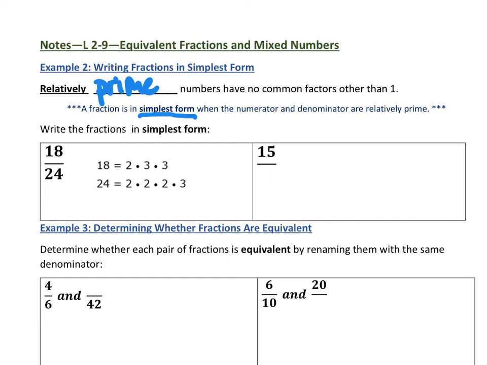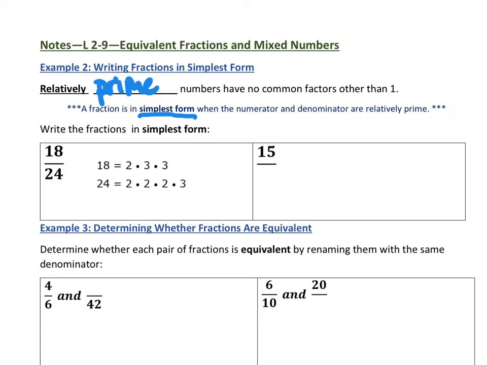Let's look at these. Write the fractions in simplest form. One of the methods we learned yesterday for simplifying fractions was to use prime factorization. 18, if you do the factor tree, is equal to 2 times 3 times 3, and 24 is equal to 2 times 2 times 2 times 3.